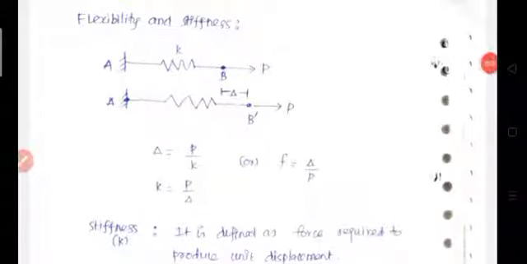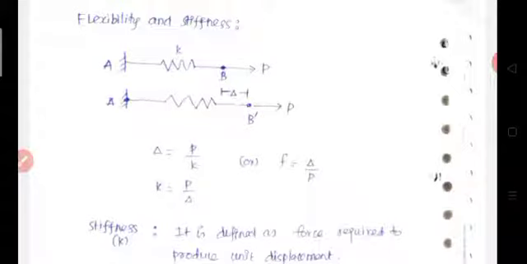Hello student, in this video lecture we are going to see what is meant by flexibility and stiffness. Then what are the properties of flexibility and stiffness matrices. Then what is the relationship between the flexibility and stiffness matrices. First let us discuss the definitions of flexibility and stiffness.